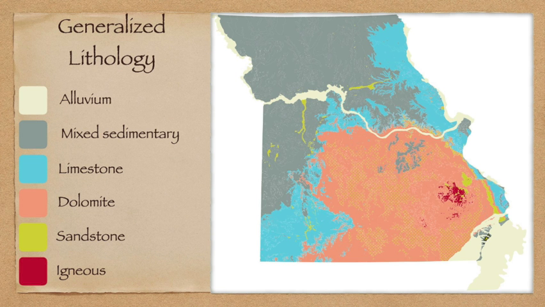So if you remember this map from earlier in the talk, there was that mixed sedimentary designation. Well, those are the places that are mapped as having Pennsylvanian bedrock. And it's not easy just to pick one lithology that represents all of those places.